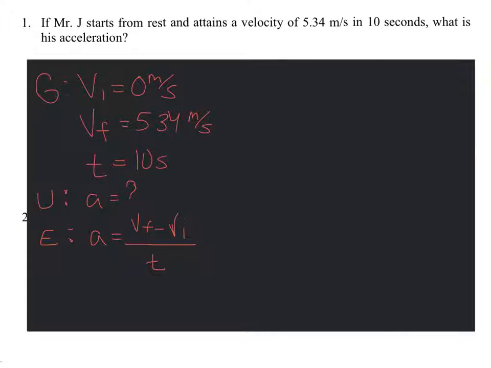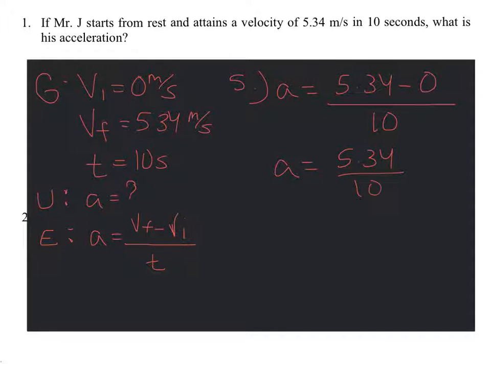All right, so let's substitute in the numbers that we already have. I don't have acceleration, but I do have, for my final velocity, 5.34 meters per second minus 0 meters per second for my initial velocity, divided by a total of 10. When I carry that through, I'm going to get 5.34 divided by 10, since 5.34 minus 0 is no big deal. It just becomes 5.34.